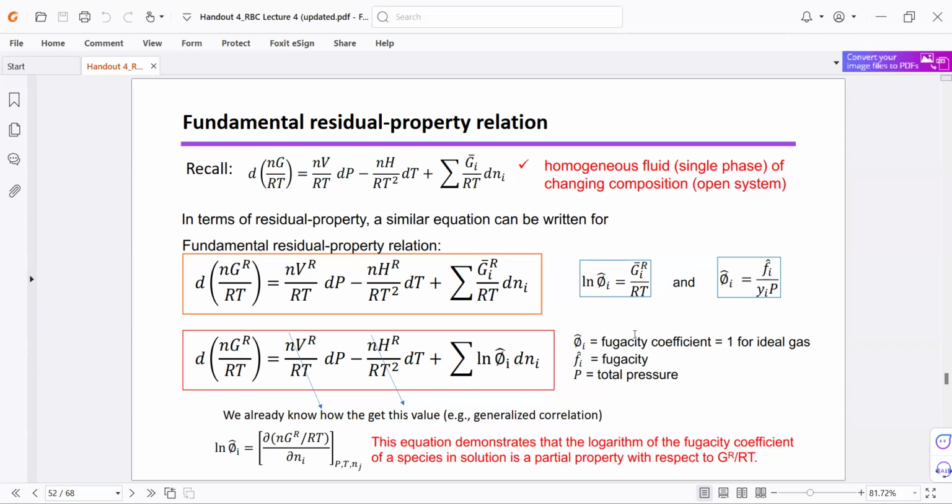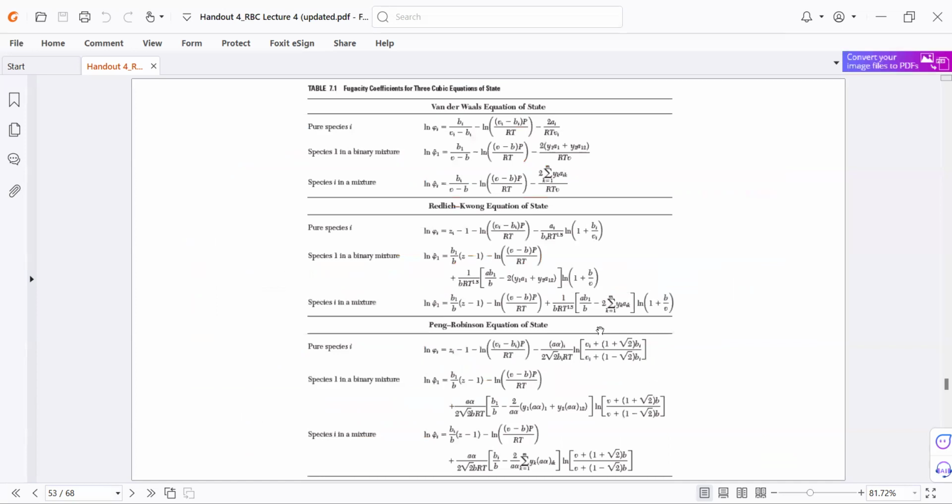it helps describe the direction of the spontaneity. Okay, so we end up with an equation for the fugacity coefficient, and there are other ways we can calculate the fugacity coefficients using the equations of state.